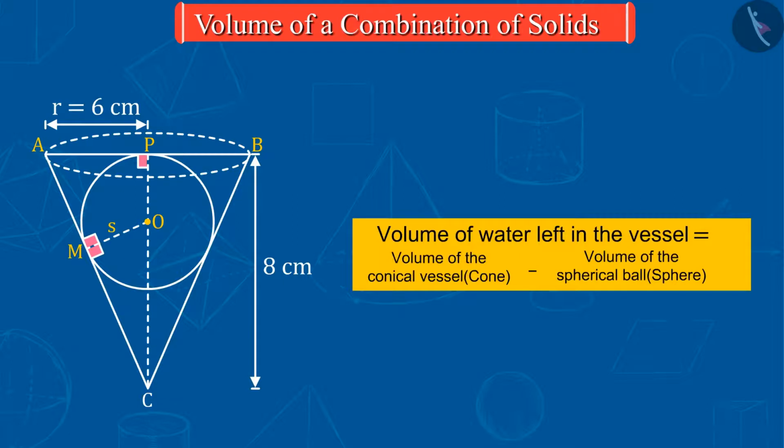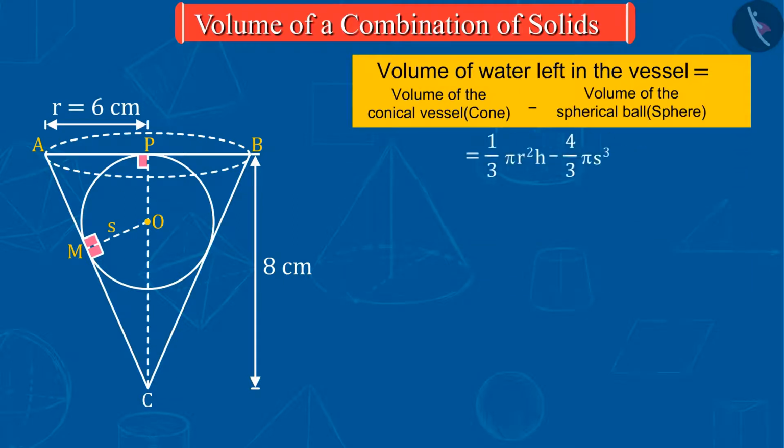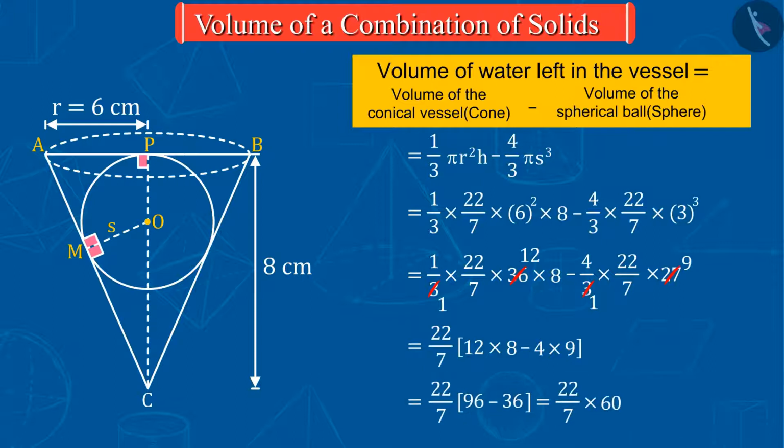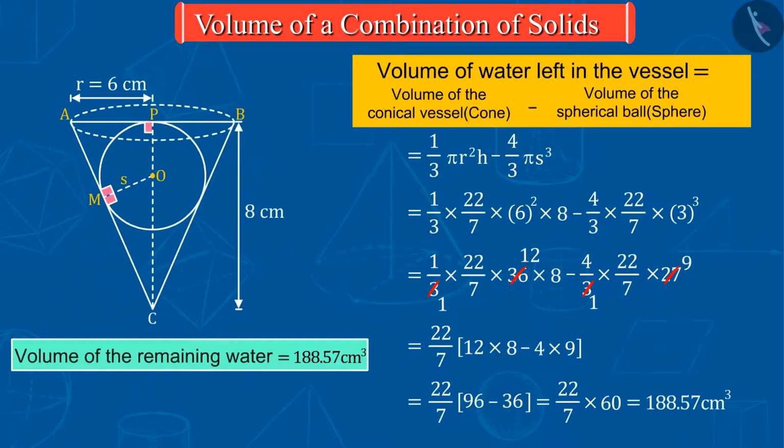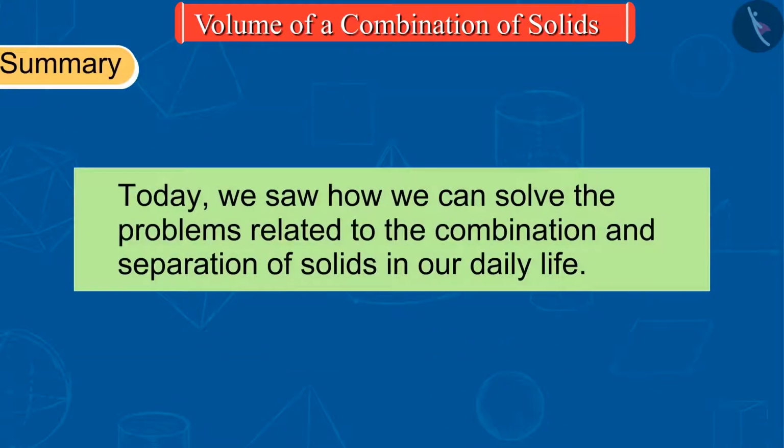So, let's find the volume of cone and sphere and solve it further. To get the volume of the remaining water, which is equal to 188.57 cubic centimeters. Today, we saw how we can solve the problems related to the combination and separation of solids in our daily life.